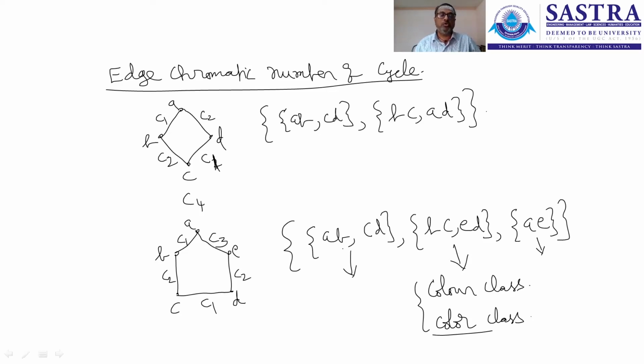So now the first aim would be to find the edge chromatic number of a cycle. Now if you look at this, for an even cycle C4, the edge chromatic number was 2. And for an odd cycle C5, the edge chromatic number was 3. What is this odd cycle or even cycle? The number of edges in the cycle.